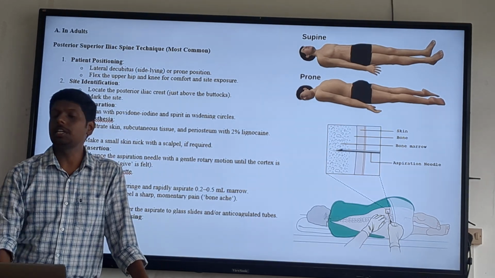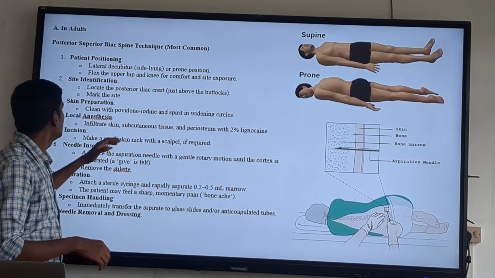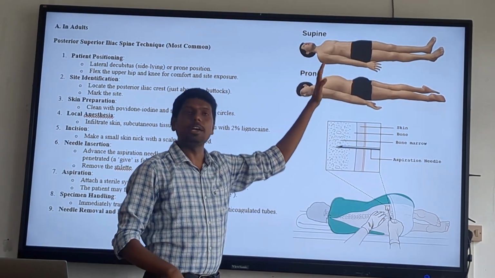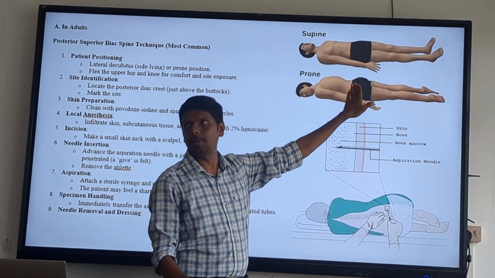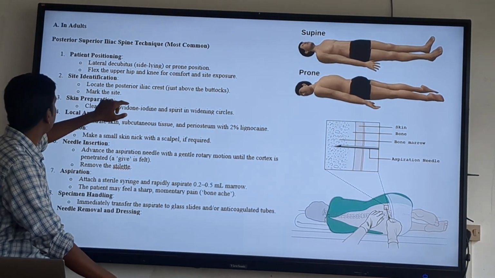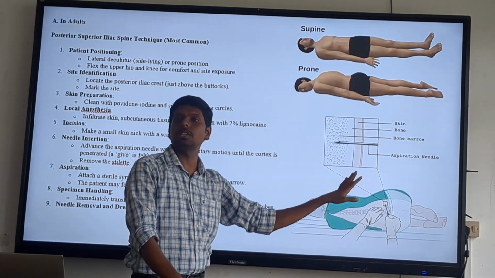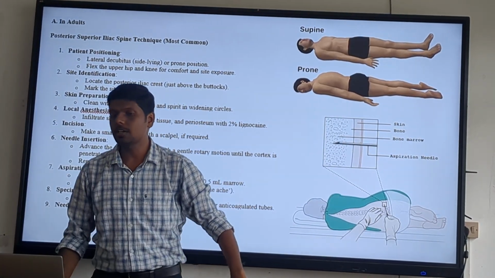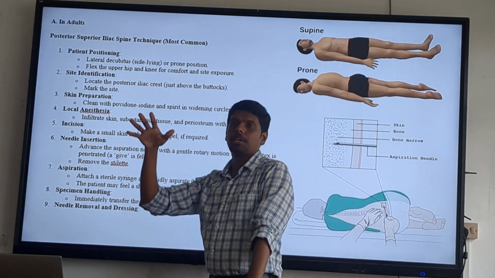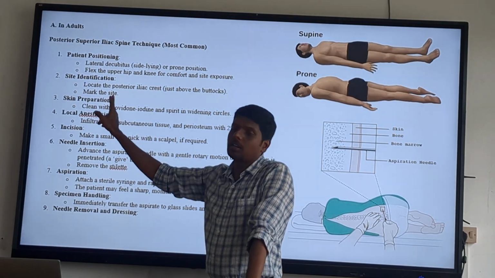Then we started discussing the actual procedure of bone marrow aspiration, which includes patient positioning. We should keep the patient in the prone position, and if we can't palpate the iliac crest in the prone position, we can ask the patient to be kept in the supine position, where the knees are close to the chest, and we can palpate the iliac crest. Then site identification. We identify the site by the five finger palm method also. After site selection, we mark the site.